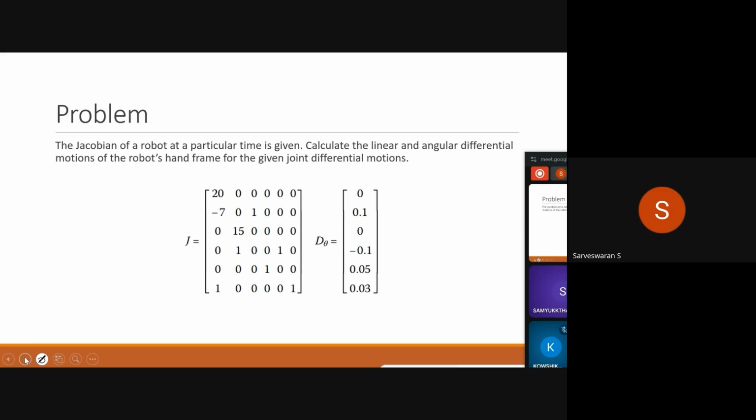So this is one problem. If you have a notebook, you can try to solve it. The Jacobian of a robot at a particular time. In this differential motion, it is more about time. So at a particular instant of time, this is the Jacobian.